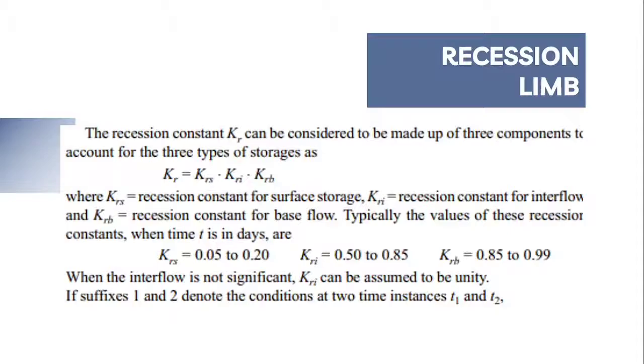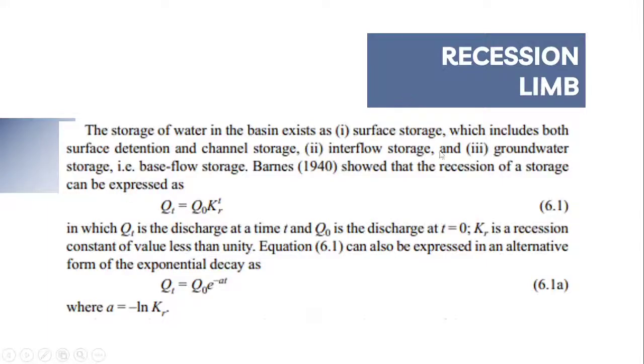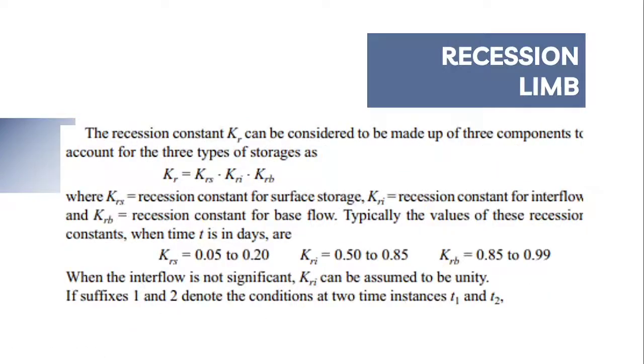The recession constant K sub R can be considered to be made up of three components to account for the three types of storages we mentioned earlier: surface storage, interflow storage, and groundwater storage. So our recession constant K sub R equals K sub Rs times K sub Ri times K sub Rb, where K sub Rs is the recession constant for surface storage, K sub Ri is the recession constant for interflow storage, and K sub Rb is the recession constant for base flow.